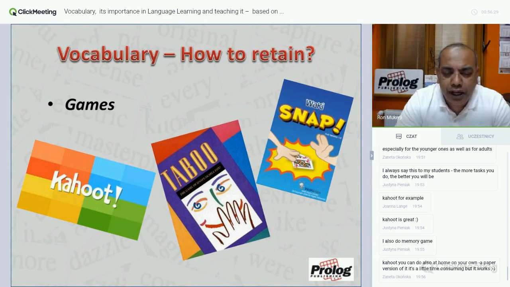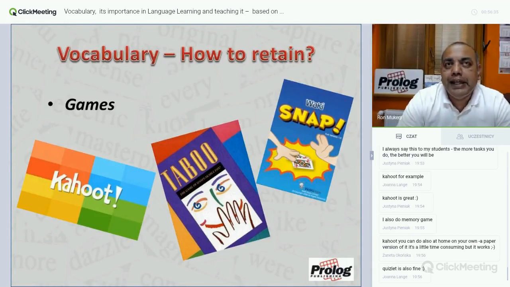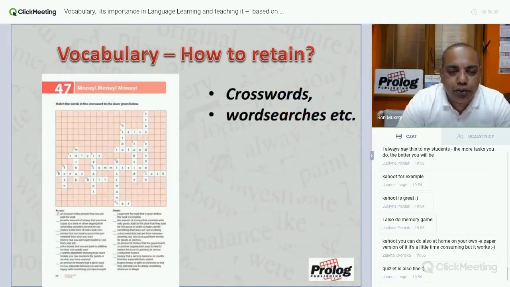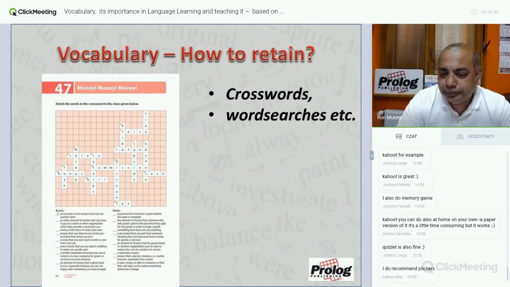So, okay. Then we move on to a little more, let's say, less game-like, but more brain work: crosswords, word searches. And here is a very good example. I'm particularly proud of this one. See, all the words are already there.